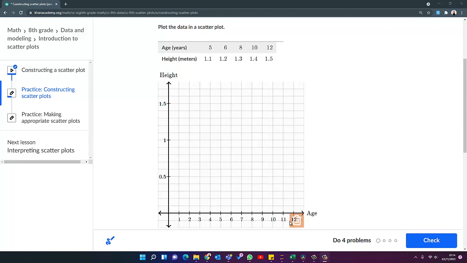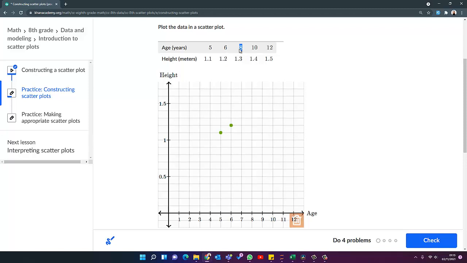We will try to visualize this tabular data on the scatter plot. So let's plot. Here we can see that if a child's age is 5, his height is 1.1. So we can go to 5 and go up the y-axis and we see 1.1. Then if someone's age is 6, his height should be 1.2. So at 6, it should be 1.2 here.